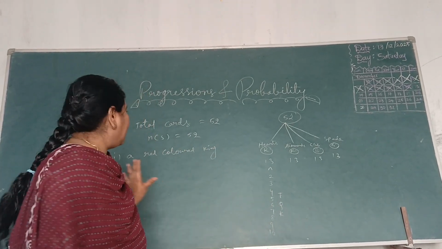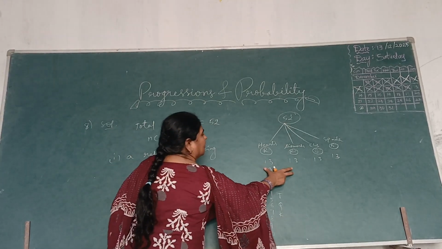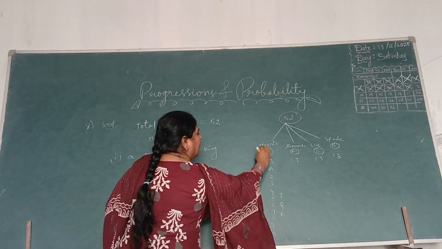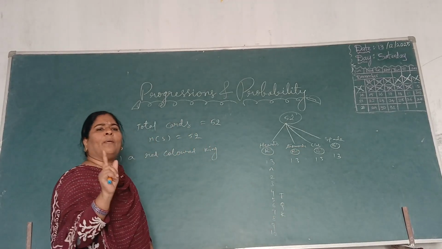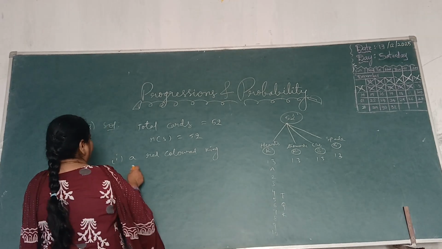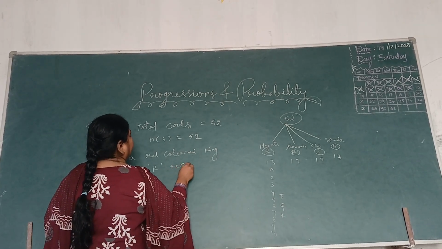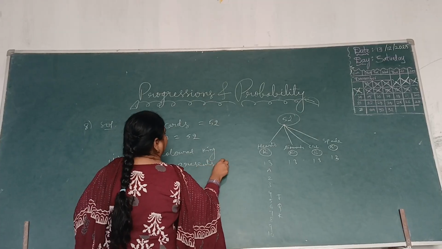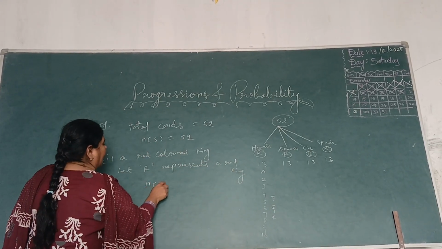Now what is ours here? A red colored king. So we will have only 2 opportunities, hearts and diamonds. In hearts we will have only 1 king, and in diamonds also only one king. So let R represent a red king. That means n of R is 2.